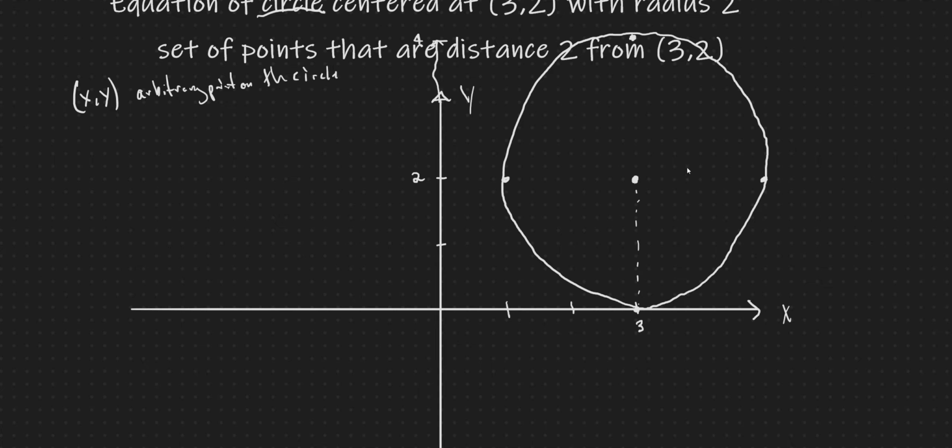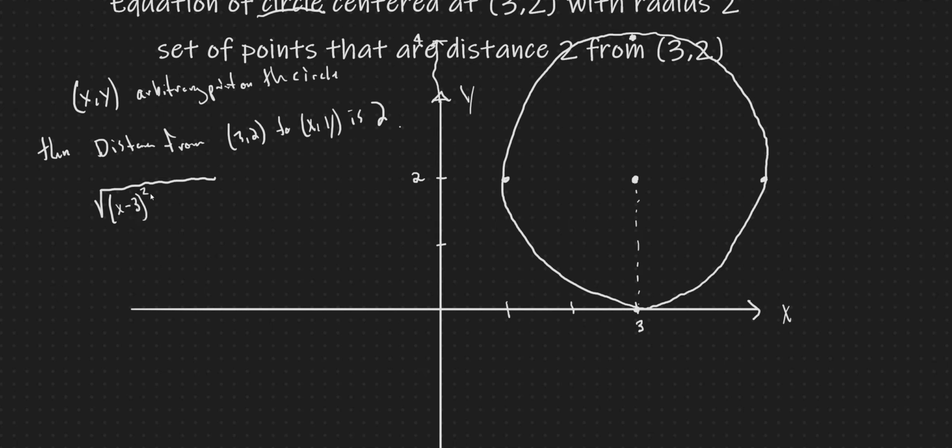Then its distance from 3, 2 has to be equal to 2. So then the distance from 3, 2 to x, y is 2. So what's the distance from 3, 2 to x, y? Well, we know the distance formula in 2 dimensions. That looks like the difference in the x values, so let's say x minus 3 squared, plus the difference in the y values, y minus 2 squared, under a square root, and that distance has to be equal to 2. And so this is the equation of our circle.